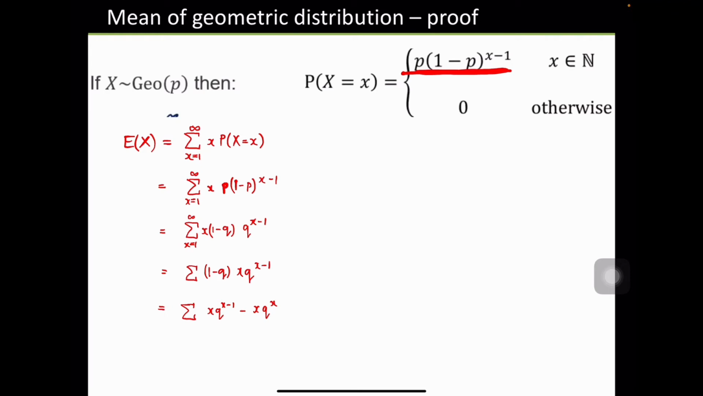Okay, I'm going to separate the summations now. And I'll write x equals 1, x equals 1.